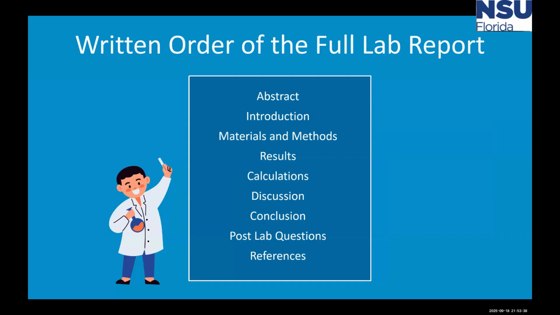The written order of the full lab report should be as follows. So you're going to begin with your abstract, which is followed with your introduction and your materials and methods, followed by the results section, calculations, discussion, conclusion, post-lab questions, if you have them. Not all labs will have post-lab questions. As a student, you should be looking at your rubric to determine all the sections that are required for each individual lab. And that's going to be followed by your references.